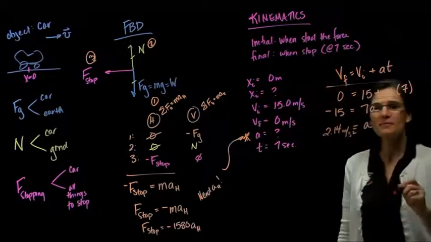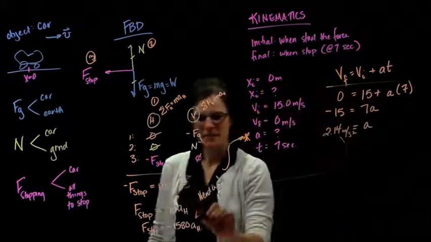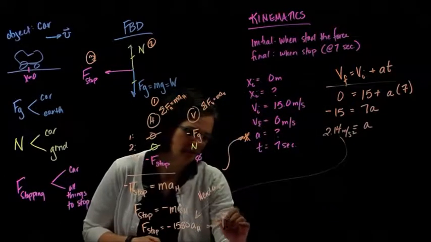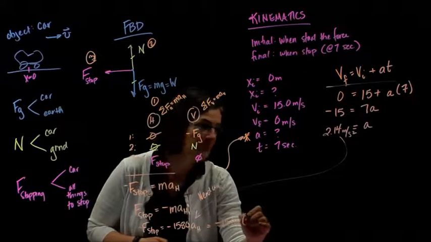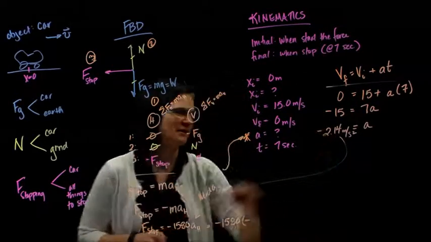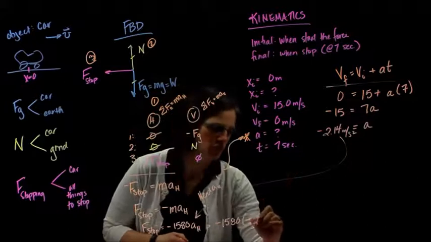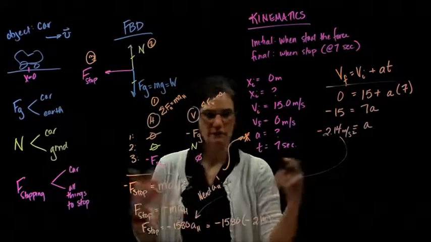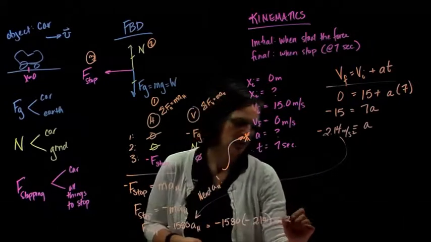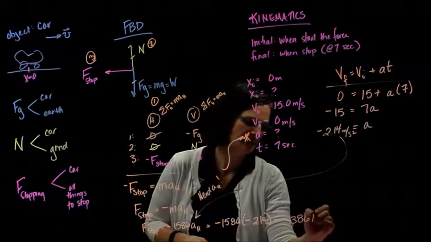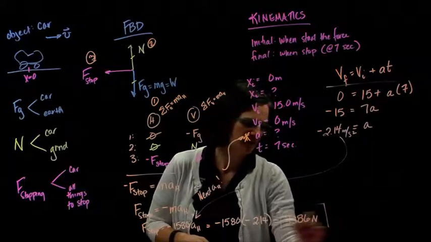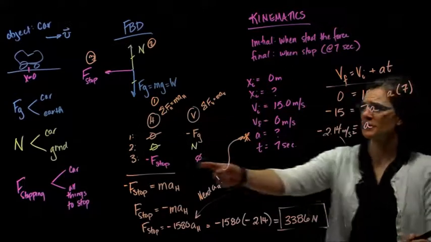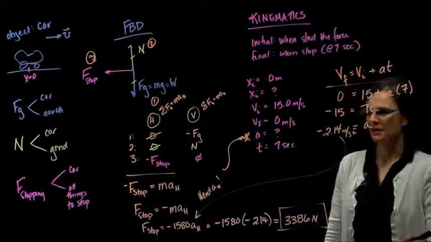All right, now I have my acceleration. I can plug that back into my relationship for the force. I get minus 1580 times minus 2.14, and that is going to give me a stopping force, the strength of that force, of 3,386 newtons. So the size of that force is 3,386 newtons. We know, of course, it's pointing to the left.